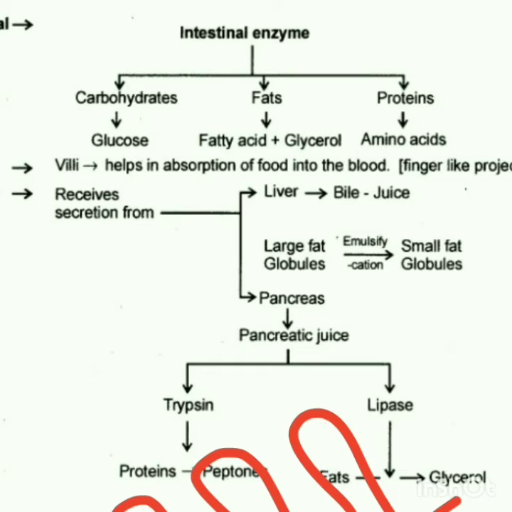Then there is secretion from the liver and pancreas. Liver secretes bile juice. Bile juice helps in the emulsification of fat molecules. Emulsification of fat molecules मतलब larger fat molecules को convert करता है through emulsification into simpler substance में. Pancreas secretes pancreatic juice जो कि contain करते हैं 2 types of enzyme, that is pepsin and trypsin.